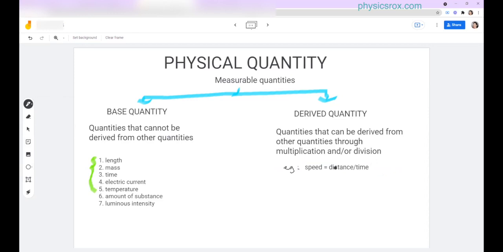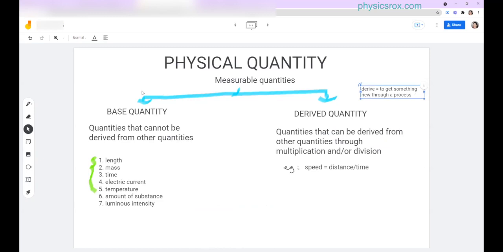So that means distance can be measured. It's actually a physical quantity. Time is also a physical quantity. That means derived means, let me put the meaning here. To derive something means to get something new through a process. You take something, you process it, you get something new.